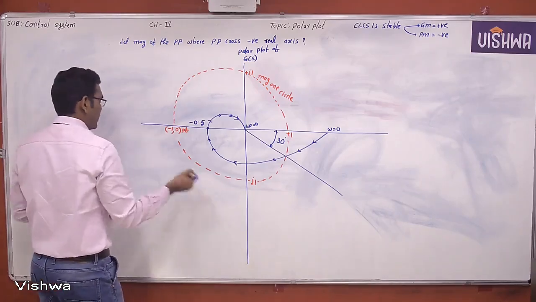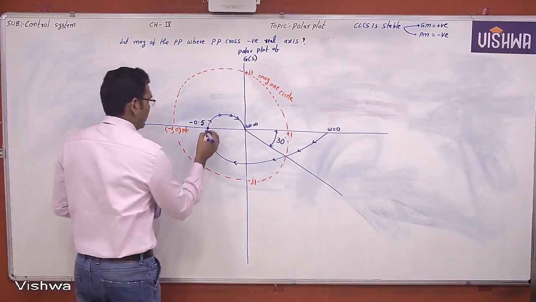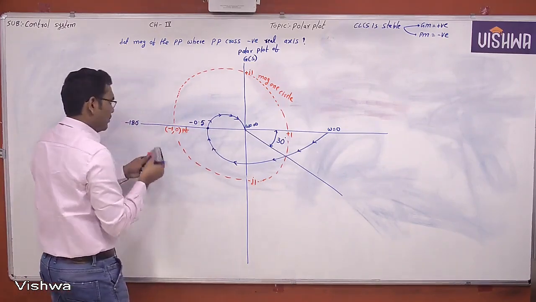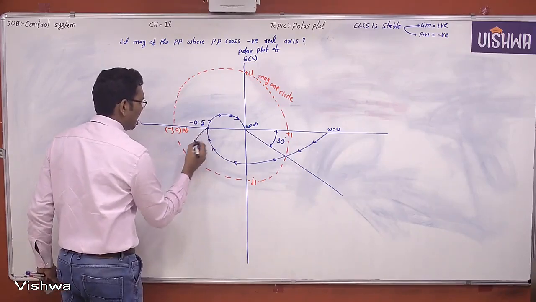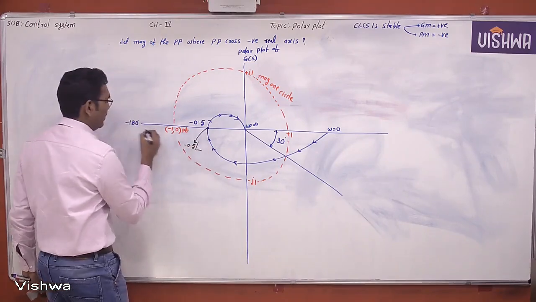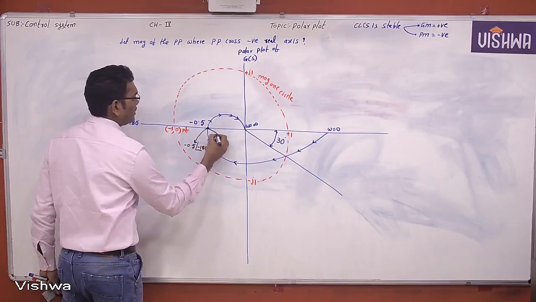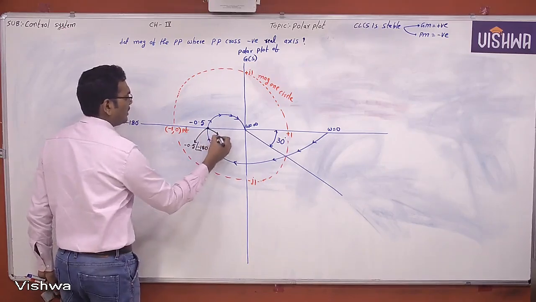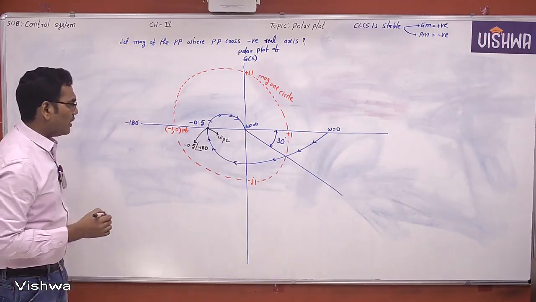This is the -180 degrees line, meaning angle, and here I can touch here. Now you tell me what are the points here. This is nothing but magnitude. What is the magnitude? Minus 0.5. What is the phase angle? Minus 180 degrees. And what is the frequency? When phase is minus 180 degrees, this particular frequency is called the phase crossover frequency.